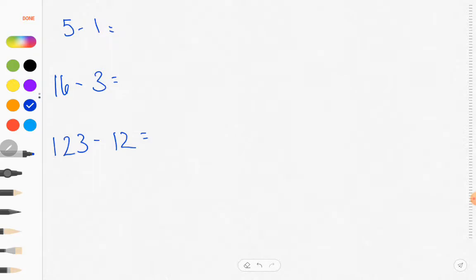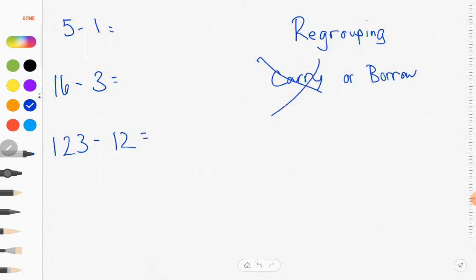First off, I got some simple subtraction problems that don't require any regrouping. That's a new word we're using these days, parents. Regrouping. We're not using carry or borrow. We are regrouping. You might have tried to tell your kids carry, borrow, and they're like, no, that's not how we do it.